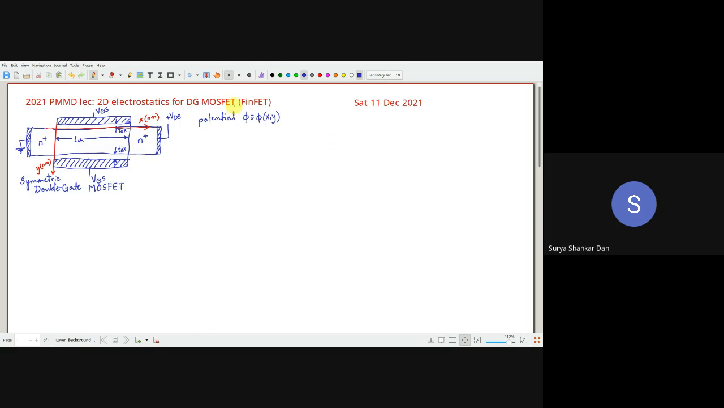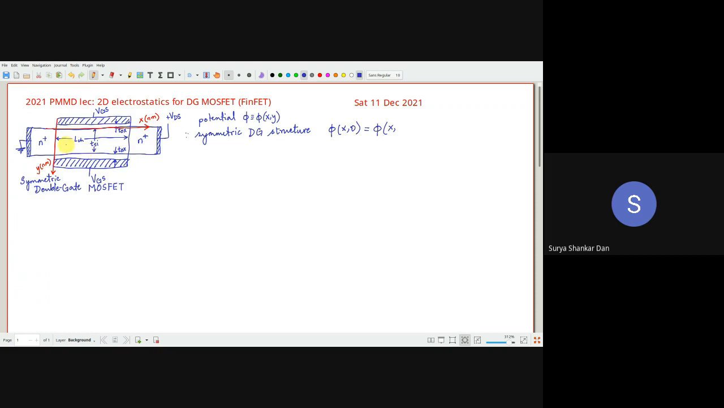The first thing is that since this is a symmetric double gate structure, the top and bottom surfaces will be exactly symmetrical, essentially meaning that phi of x comma 0, that means when y is equal to 0, which as you can notice is the top gate, will be equal to phi of x comma tsi. Here is your silicon SOI thickness.